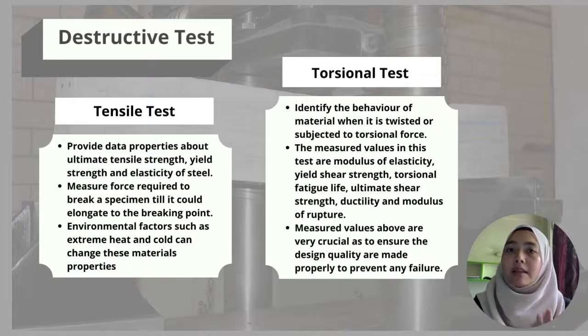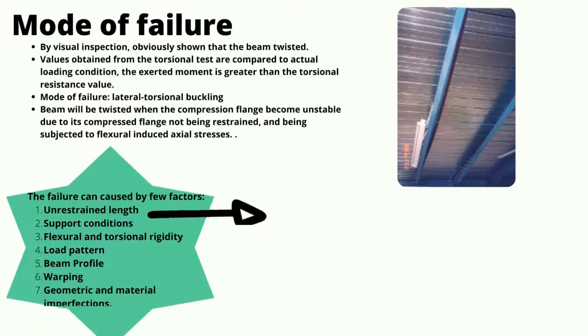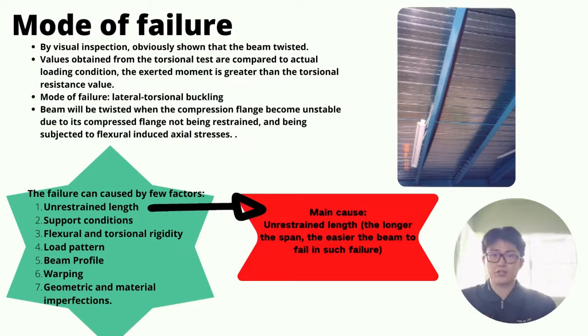in lateral buckling. By using the method of visual inspection, you can see the picture at the top right corner. It obviously shows that the beam has been twisted to a critical condition. Next, the values that we obtain from the torsional test are compared with the actual beam loading conditions, and the exerted moment is greater than the torsional resistance value. Therefore, we can conclude that the beam is identified to fail in lateral torsional buckling.